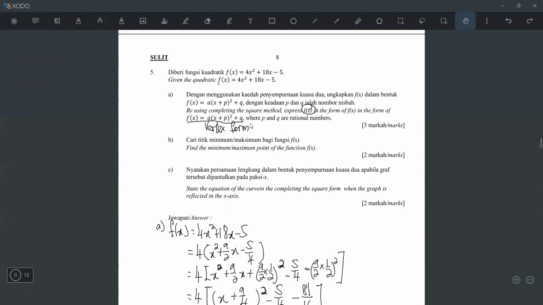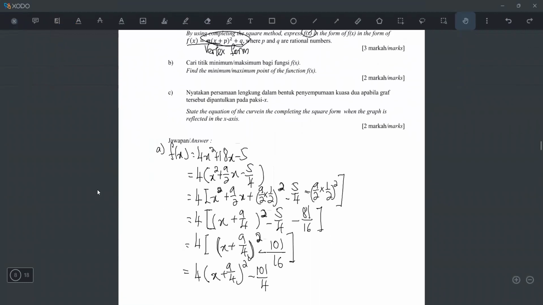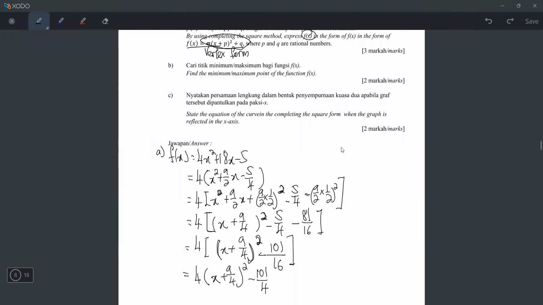All right. So the soalan asks you to, by using completing the square, express f(x) in this form. So can you see that this form looks exactly like this? So that's the answer. All right. Okay, let's continue with B. So I'll do it here. Find the minimum and maximum point of the function. Yeah, this one's so easy.